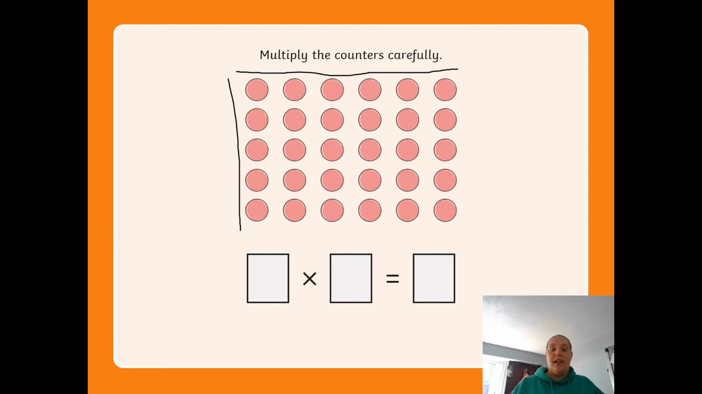So going down here, we've got 1, 2, 3, 4, we've got 5 counters. Going across, we've got 1, 2, 3, 4, 5, 6 counters. So the two numbers I'm using are 5 multiplied by 6.